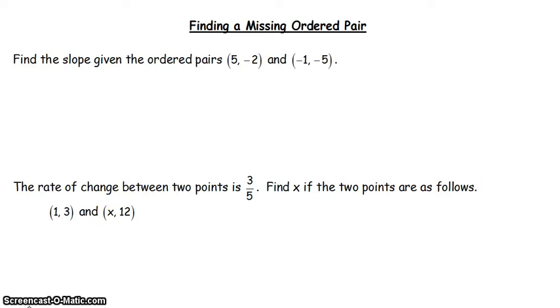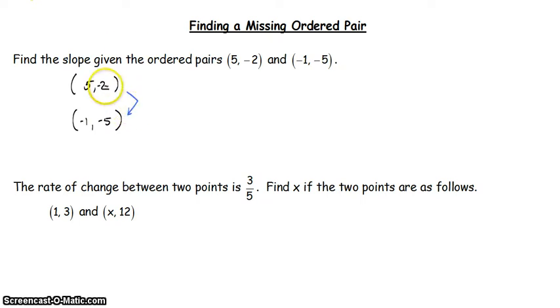Yesterday we looked at problems where you were given two ordered pairs and we had to find a slope or find a rate of change. So let's first review how we did that. To start, write your ordered pairs in a column vertically so they kind of look like a table. So you have 5, -2, you have -1, -5. And you find the jumps.